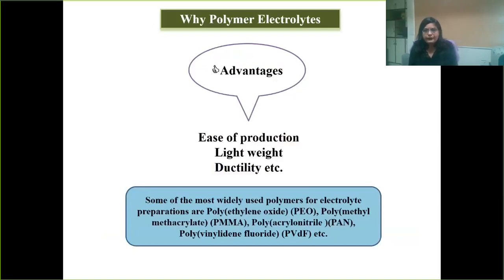Why polymer electrolytes? This is very popular nowadays. The main advantages of these are ease of production, light weight, and ductility. Some of the most common widely used polymers for electrolyte preparation are polyethylene oxide, polymethyl methacrylate, polyacrylonitrile, and PVDF.